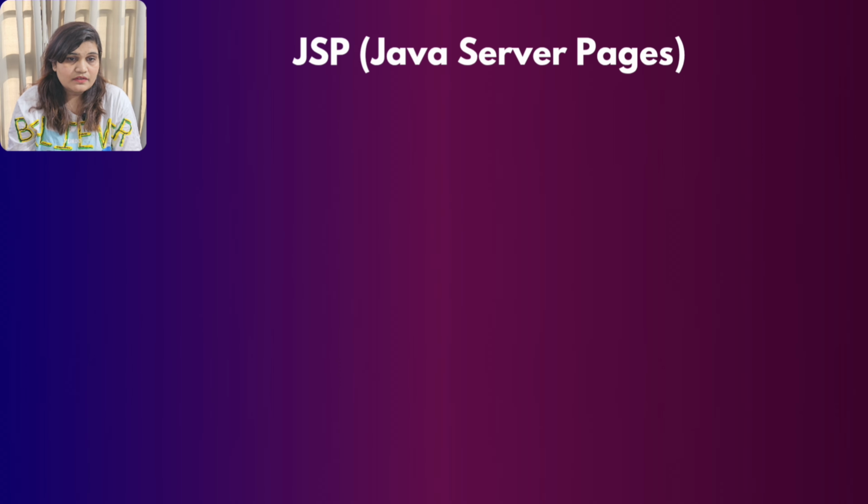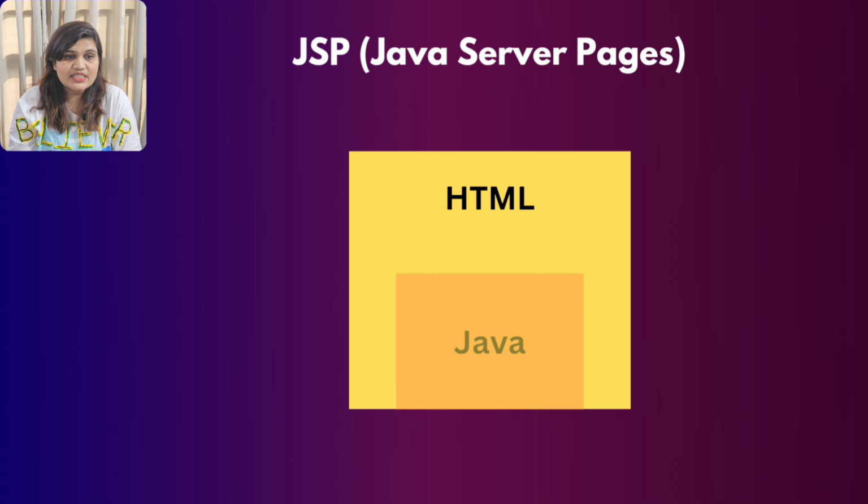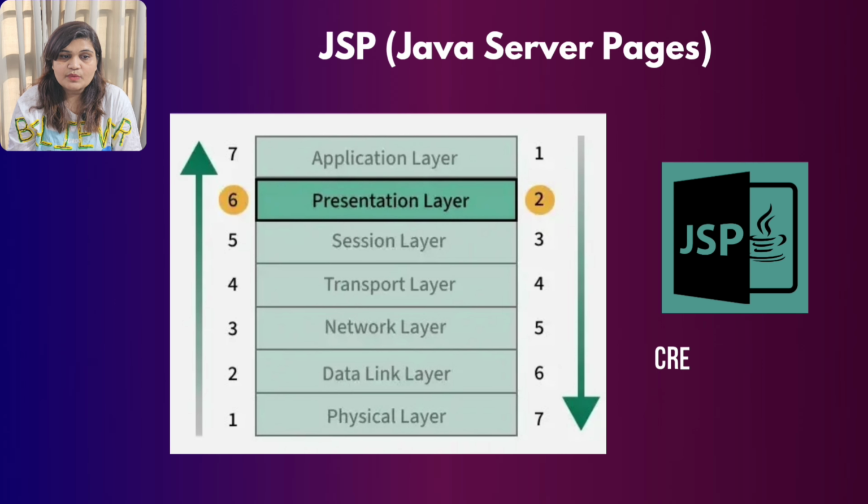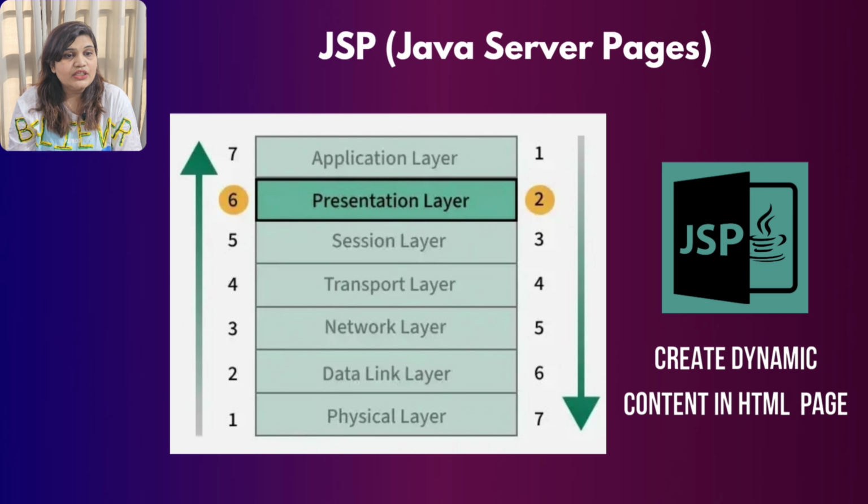Now that we have covered servlets, let's move to JSP, or Java Server Pages. JSP is a technology that allows you to embed Java code directly into HTML pages. Unlike servlets, JSP is designed for the presentation layer of your application, meaning it is mainly used to generate dynamic content in the HTML page.